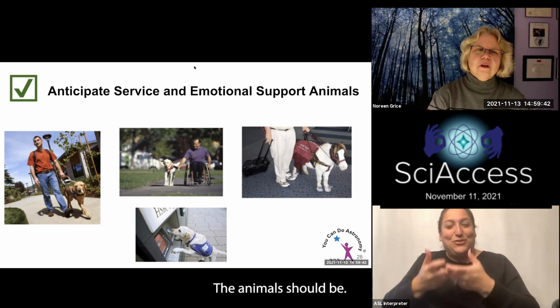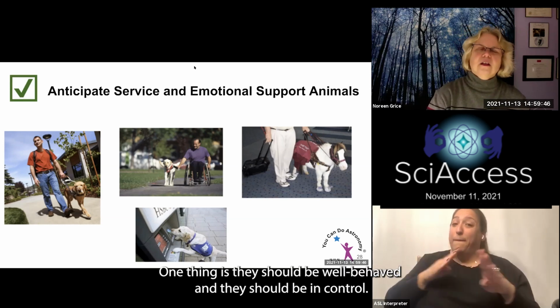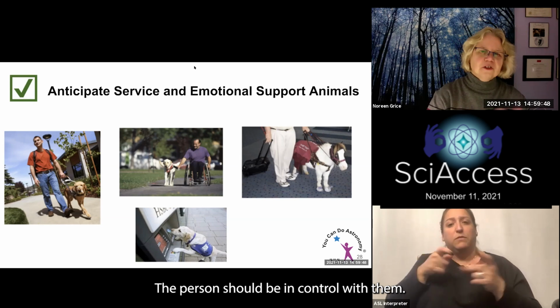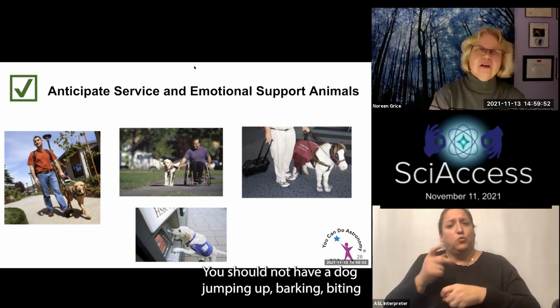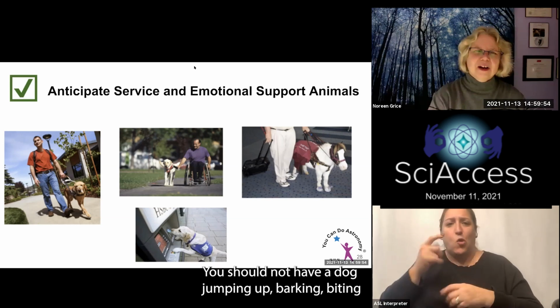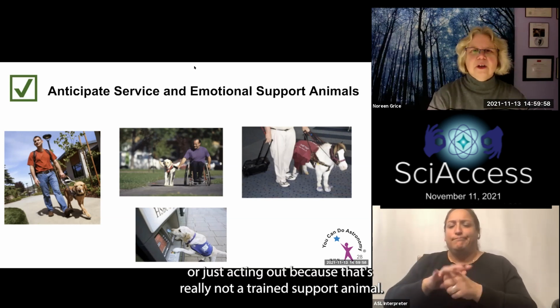The animals should be well behaved, and they should be in control. The person should be in control with them. They are a team. You should not have a dog jumping up, barking, biting, or just acting out, because that's really not a trained support animal.